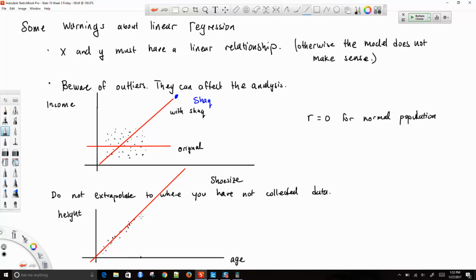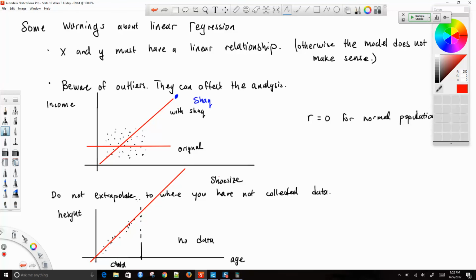So this is where we have collected data up to here. We have data here, and then out here we have no data. As far as the trend line goes, we don't know if it continues or if it goes down or if it rockets up. We do not know what will happen.